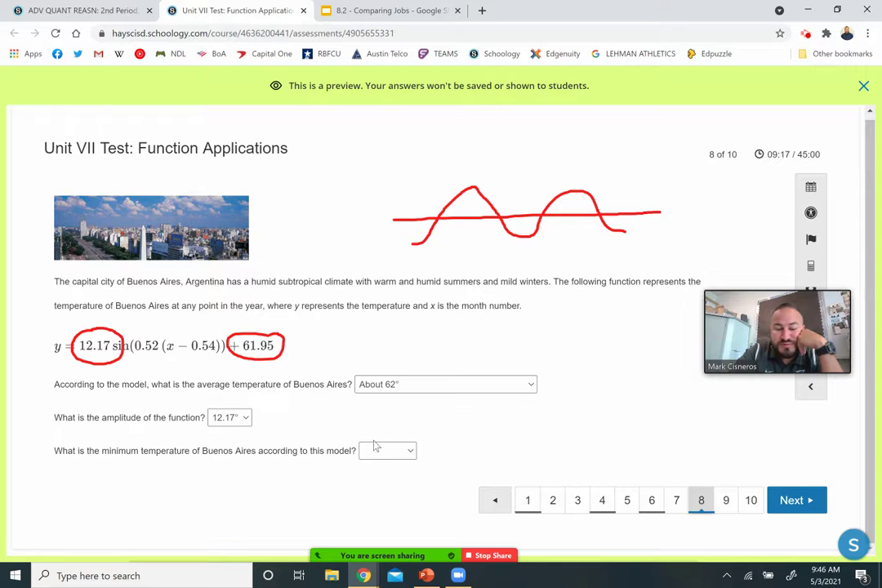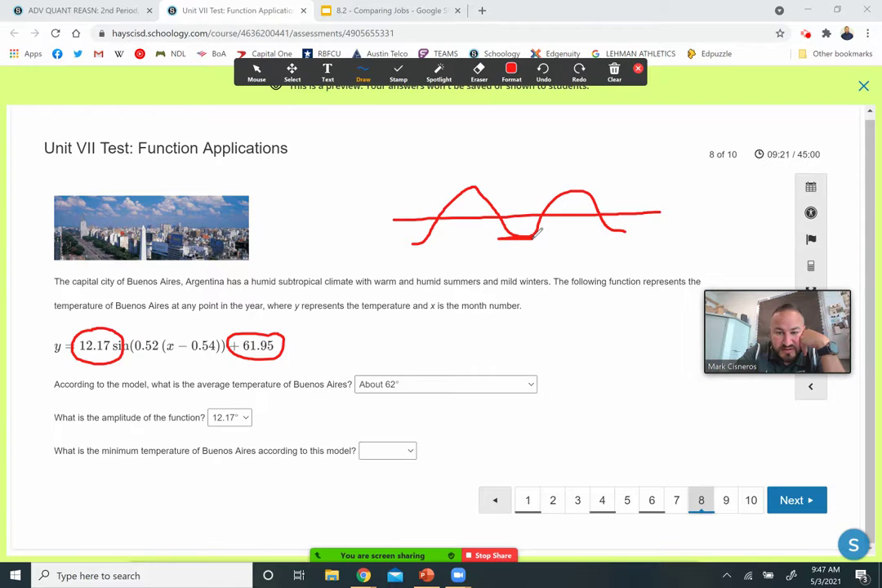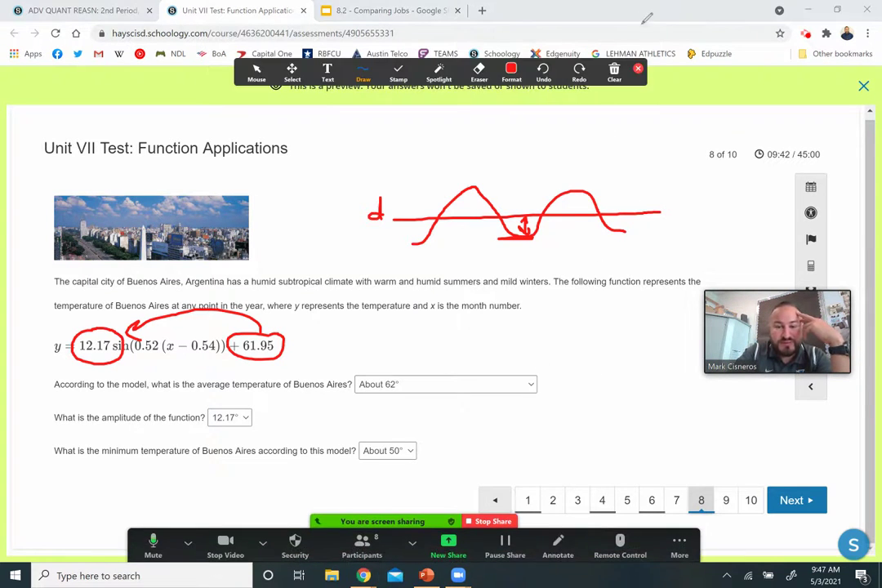And what is the minimum temperature in Buenos Aires? To find the minimum, which is right here, you need to take the axis of symmetry, or the average, and subtract the amplitude. Remember, this is the amplitude right here. So we take this number and subtract this number, and you get about 50 degrees. So there are the 3 answers. If you knew what you were looking at, this should have been pretty easy.